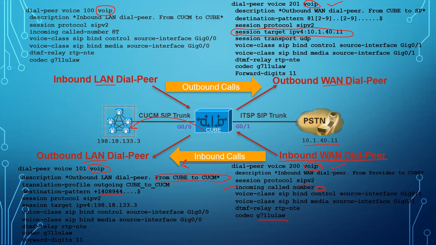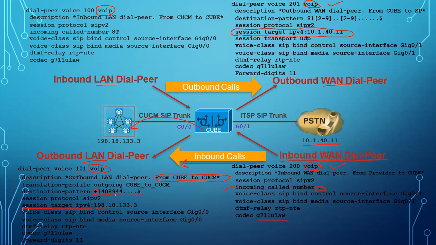And how will it go to CUCM? You should mention it, as we mentioned here, session target IPv4 and then the IP address of your CUCM, 198.18.133.3, right? Got it? Then the same things: voice class, IP bind, media control, DTMF, codec, and forward digits. It is showing forward digits 11. That means it will forward these digits 4, 5, 6, 7, 8, 9, 10, and 11. It will not forward this plus. It will just forward these 11 digits to your CUCM, right? This is our inbound call.